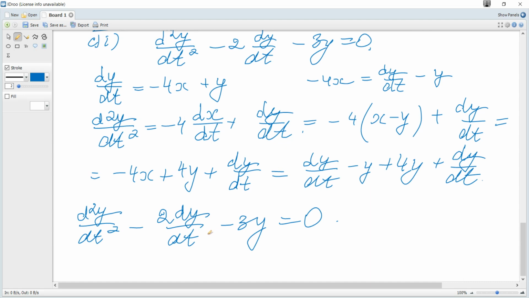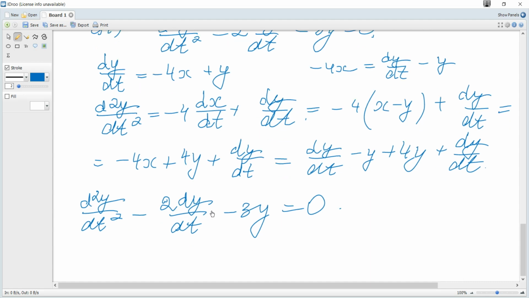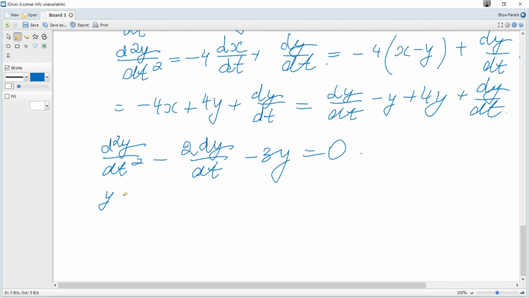Next, from previous cases, we might conjecture that the solution for this differential equation is y is f e to the power of lambda t. Lambda is rational and f is a constant. Part C(ii), 4 marks. Find the two values for lambda that satisfy this equation.